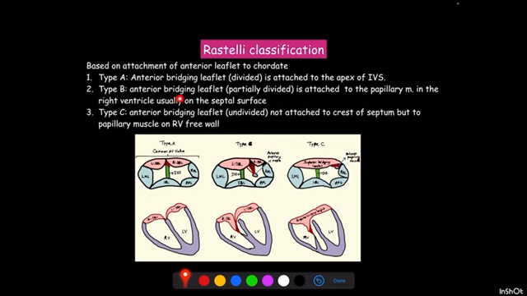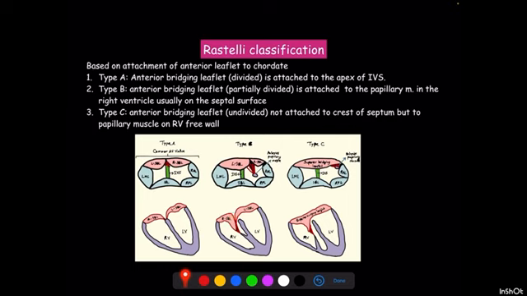Whereas in type B, the anterior bridging leaflet is partially divided. Here it is completely divided, here it's partially divided. We saw that the anterior leaflet is getting smaller and smaller with each type. The partially divided leaflet is attached to the papillary muscle in the right ventricle, usually on the septal surface. It's crossing over and then it is attached. Crossing over is because it is not divided or only partially divided.